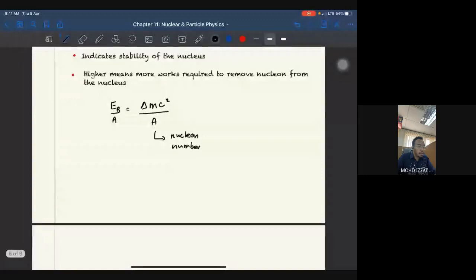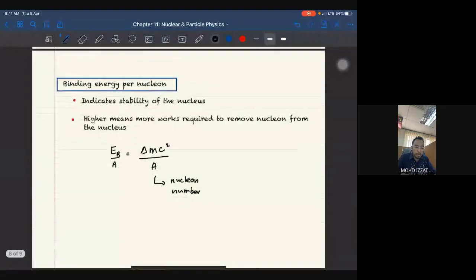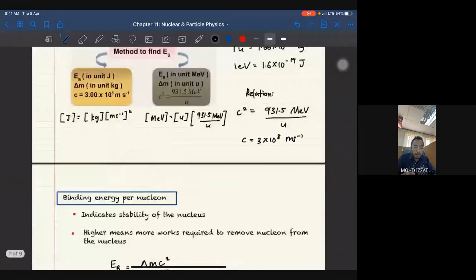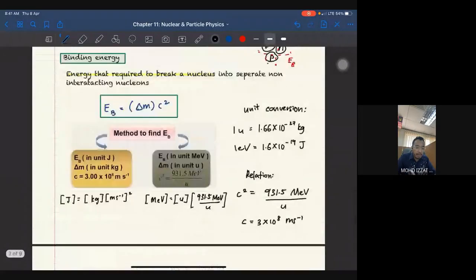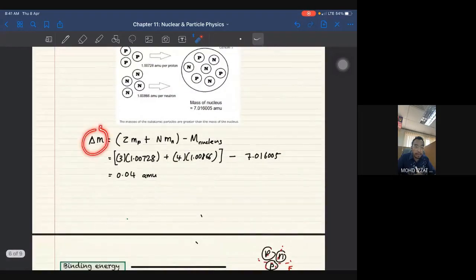Okay, later on kita akan cuba buat example lah. But for now, step dia sangat mudah. So, biasanya macam tu lah. Dia biasanya suruh kira binding energy. So bila dia suruh kira binding energy, you have to find the mass defect first. My suggestion is that you do it separately lah.